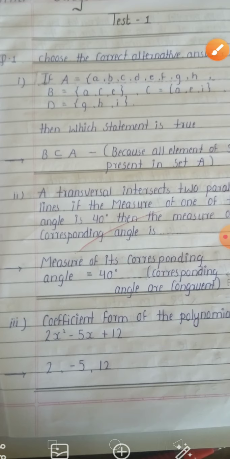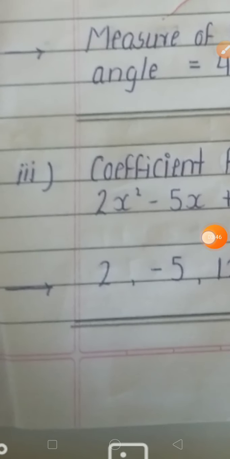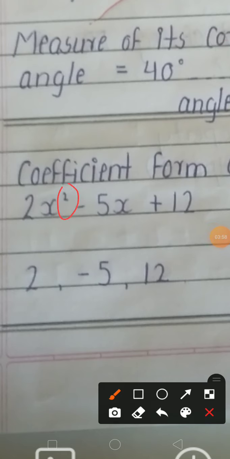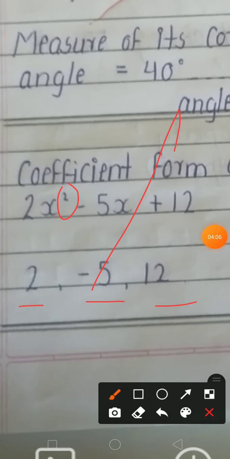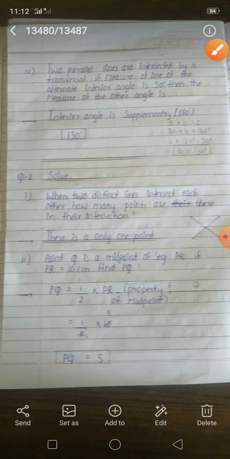Now the coefficient form of the polynomial, the next question. There is a degree, and the coefficient form is more than 1. So there is a degree 2 and the coefficient form is 1, 2 and 3. So that is 2, minus 5, 12. So this is the coefficient form. Already we have seen this in standard 9th. स्टैंडर्ड 9th में हमने ये चीज़ें देखी है.